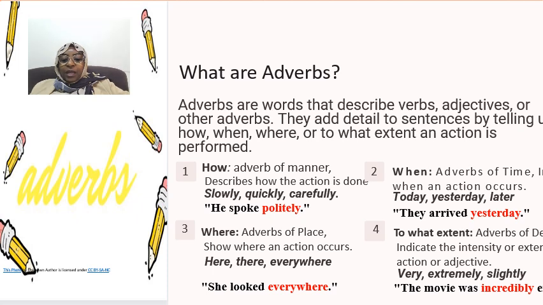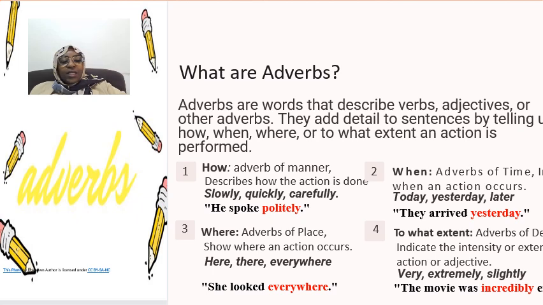Well, now let's see the adverb of where. It's an adverb of place. It shows where an action occurs, like here, there, everywhere, and so on. Look at the example. She looked everywhere.